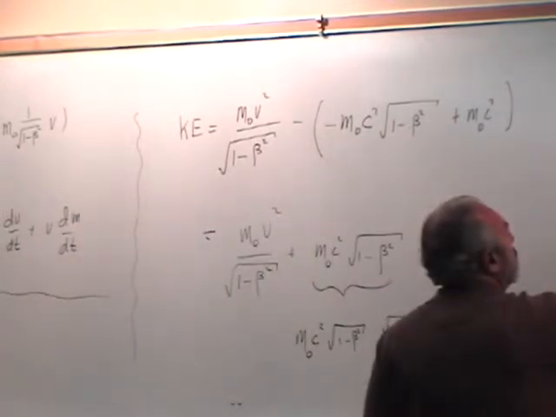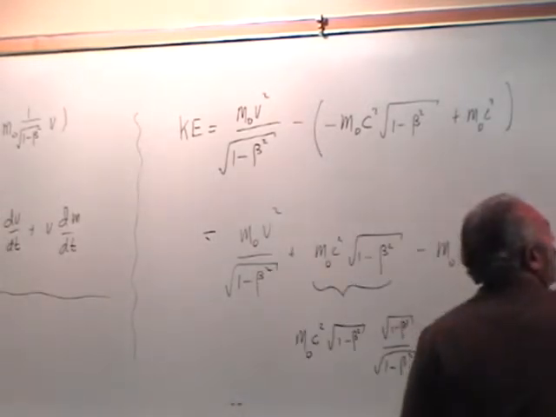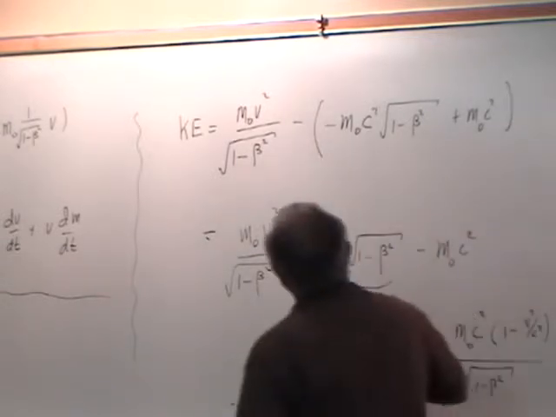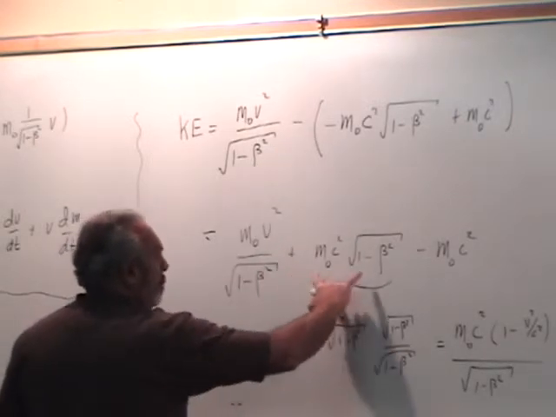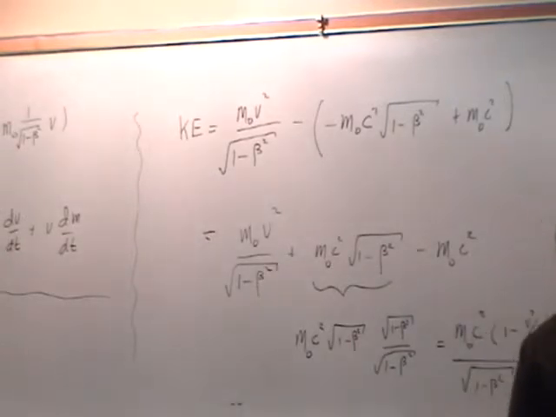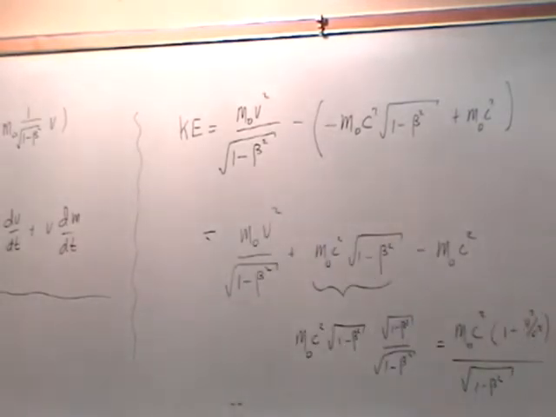So kinetic energy becomes m naught v squared over 1 minus beta squared, plus this term, plus this term, m naught c squared root of 1 minus beta squared minus m naught v squared over 1 minus beta squared, minus this term, which is minus m naught c squared.